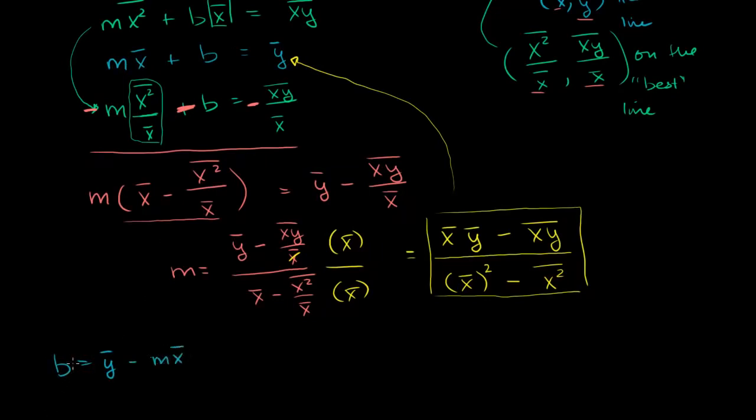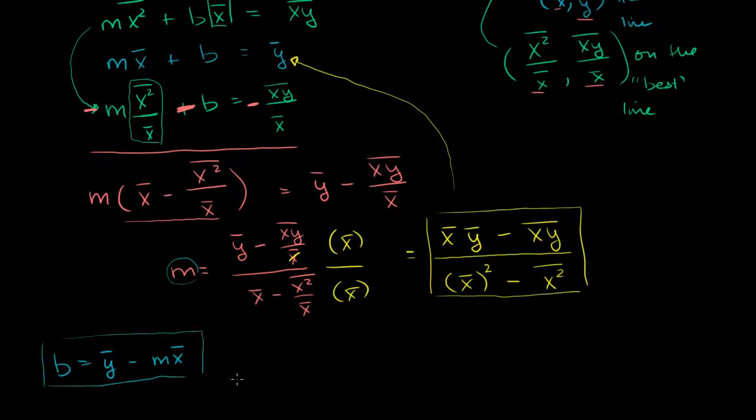So what you do is you take your data points. You find the mean of the x's, the mean of the y's, the mean of the xy's, the mean of the x's squared. You find your m. Once you find your m, then you can substitute back in here and you find your b, and then you have your actual optimal line. And we're done. So these are the 2 big formula takeaways for our optimal line.